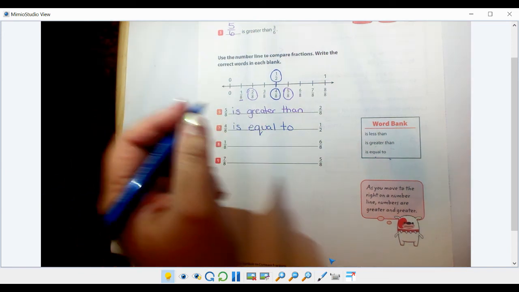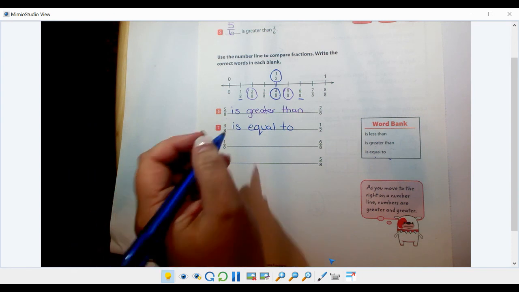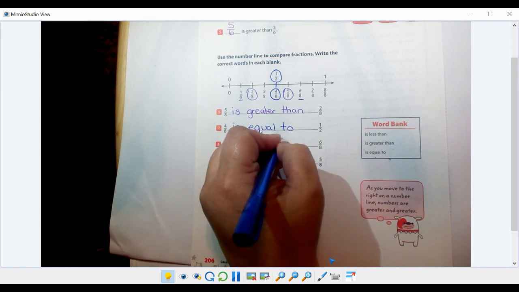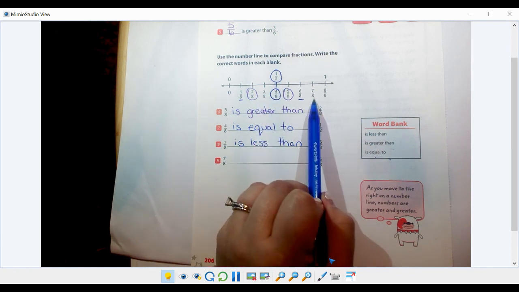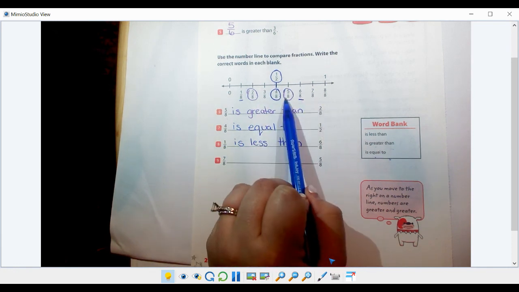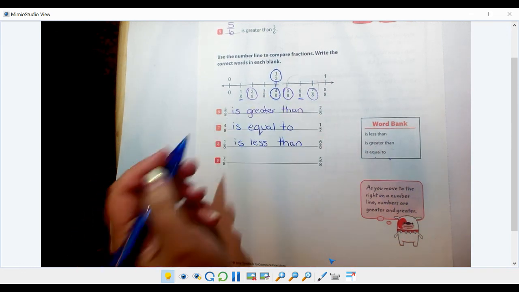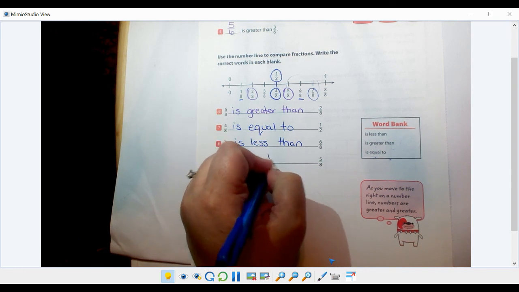Okay, 1/8 and 6/8. Here's 1/8, here's 6/8. Well, 1/8 is less than 6/8. And finally, 7/8 and 5/8. Here's 7/8, here's 5/8. So 7/8 over here is definitely more than 5/8. So is greater than.